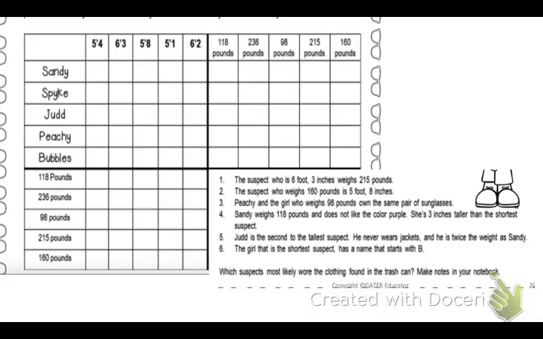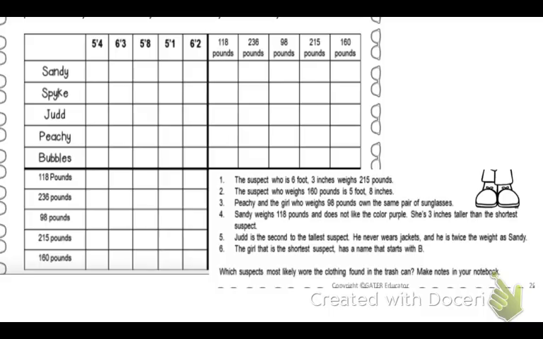Because if I just read the first clue, for example, the suspect, who is 6 foot 3 inches, weighs 250 pounds, that doesn't really help me right now because I don't have any other information. The same with clue 2. The suspect, who weighs 160 pounds, is 5 foot 8 inches. So that doesn't help me.